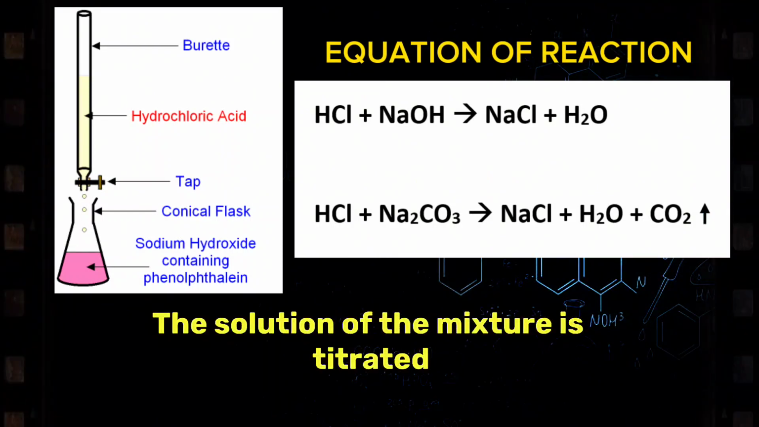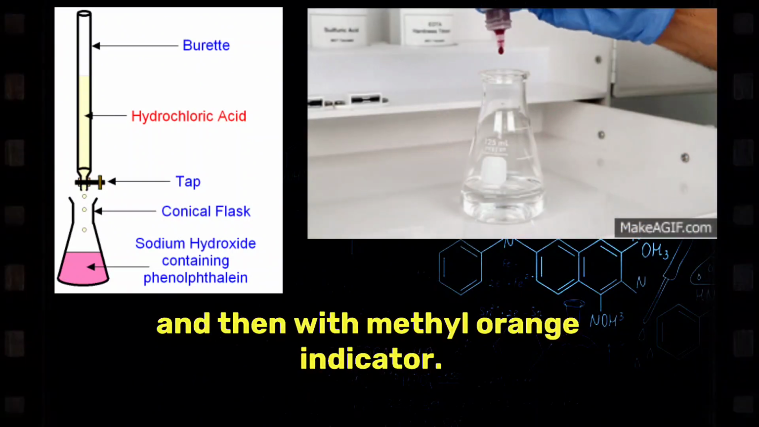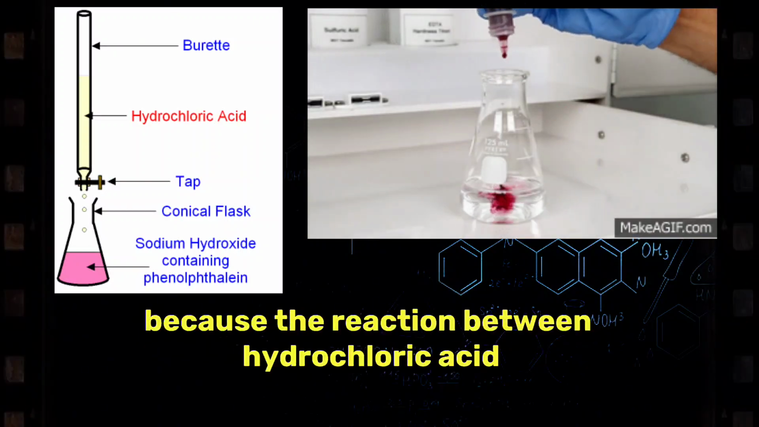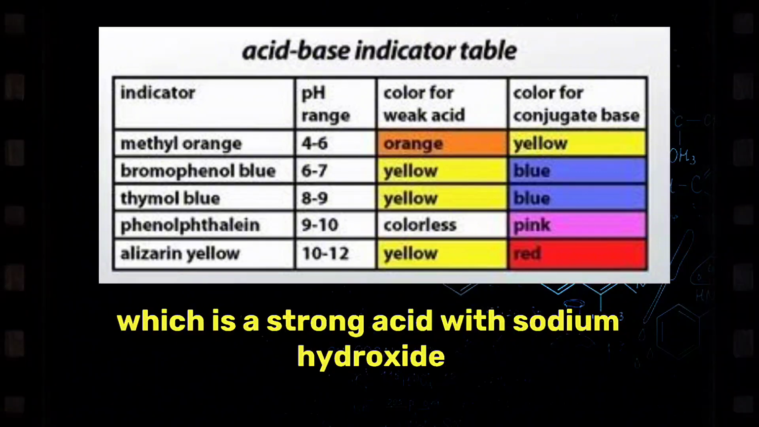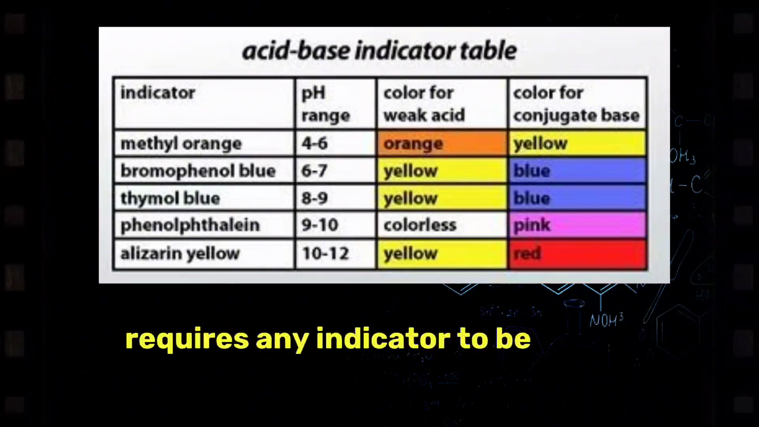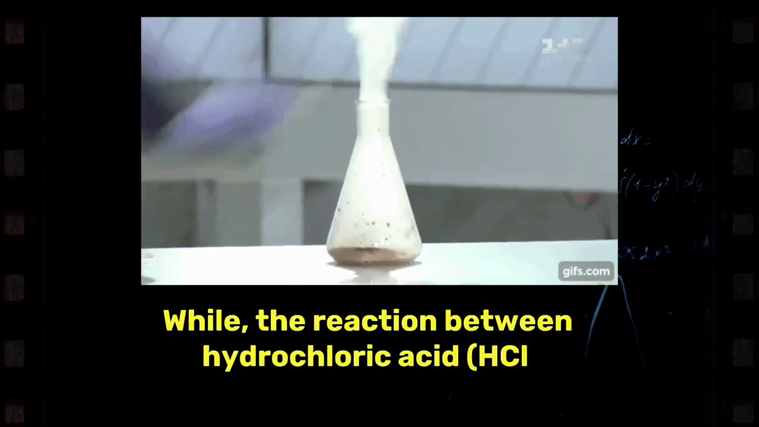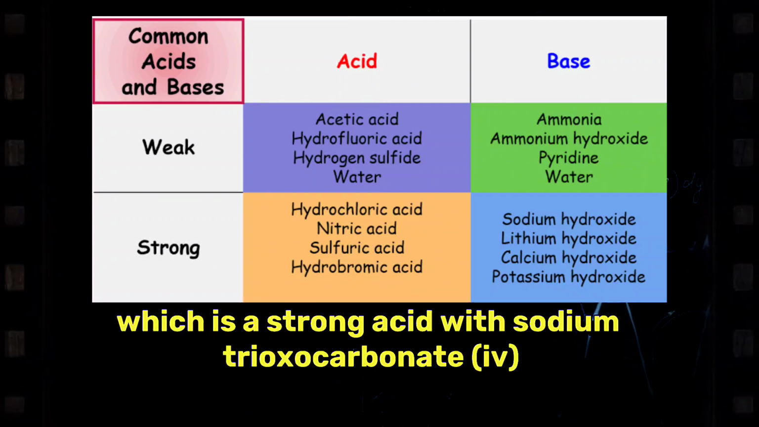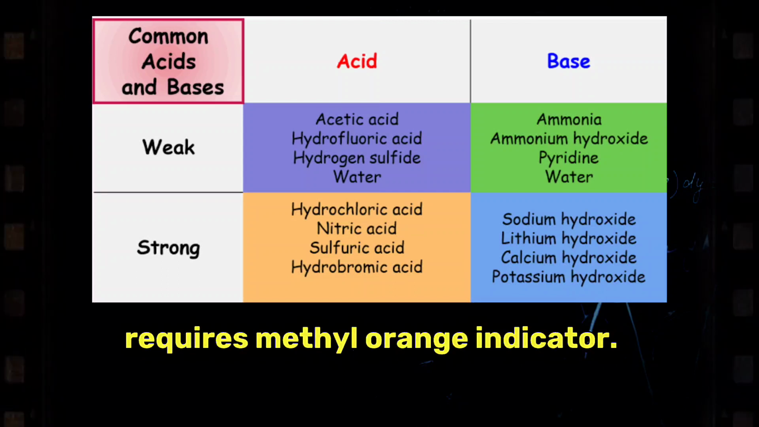The solution of the mixture is titrated first with phenolphthalein and then with methyl orange indicator. These indicators are being used because the reaction between hydrochloric acid, which is a strong acid, and sodium hydroxide, which is a strong base, requires any indicator to be used. So in this case, we chose phenolphthalein. While the reaction between hydrochloric acid, a strong acid, and sodium trioxocarbonate(IV), which is a weak base, requires methyl orange indicator.